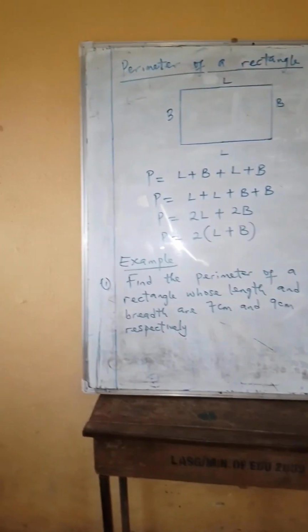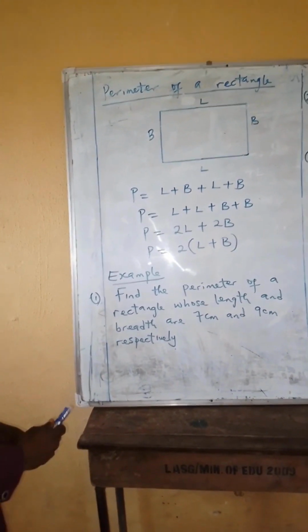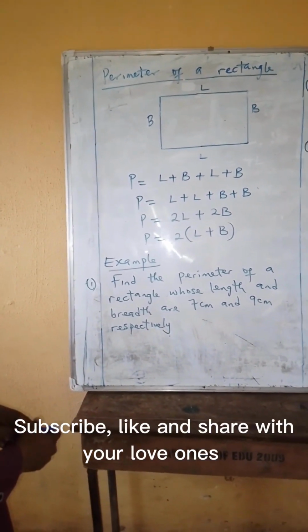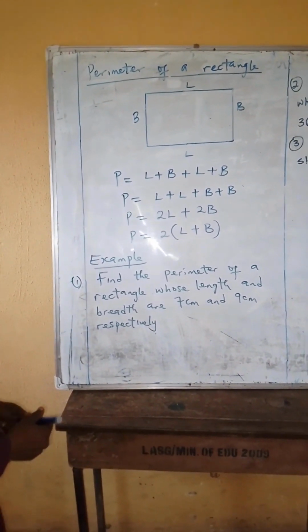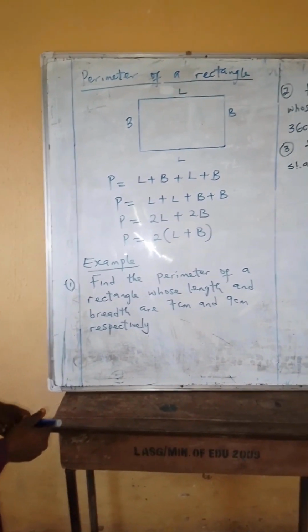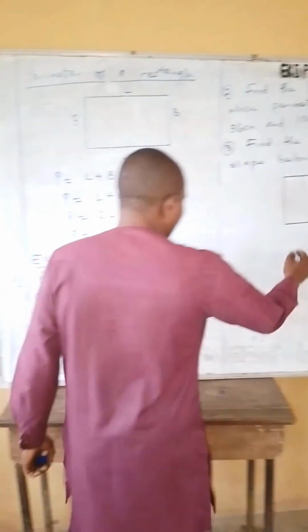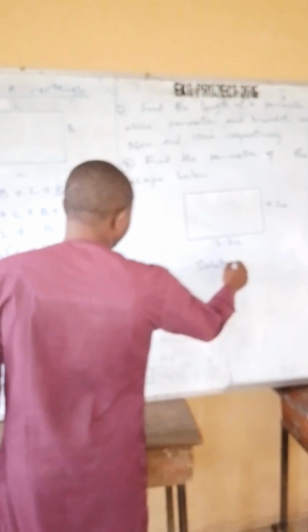Let's solve the following examples. Number 1, find the perimeter of a rectangle whose length and breadth are 7 cm and 9 cm respectively. Let's solve this question. Solution.